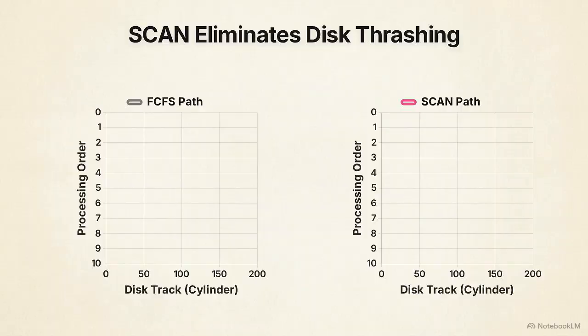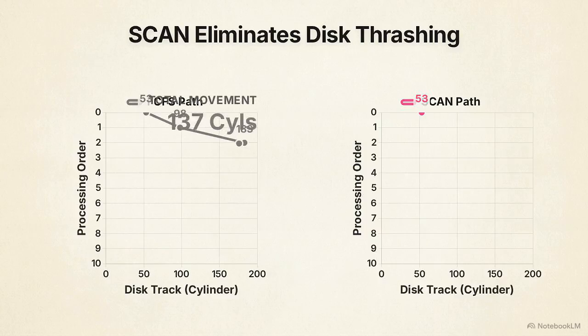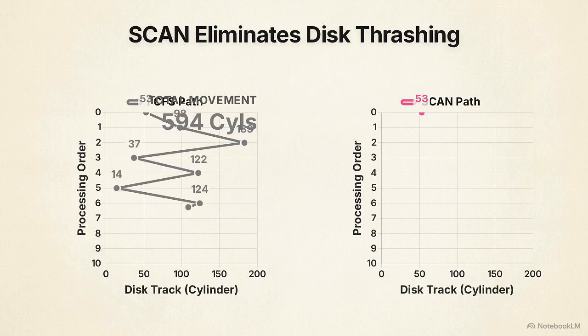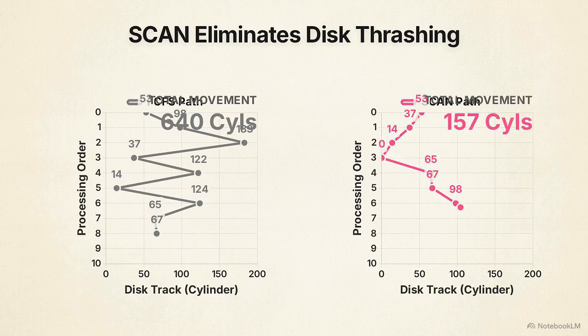The split-screen diagram quantifies the cost of that thrashing using our standard dataset. On the left, processing these requests chronologically forces the disk head to travel a massive total distance of 640 cylinders. On the right, we see a single, smooth path that accomplishes the exact same workload while traveling only 236 cylinders.